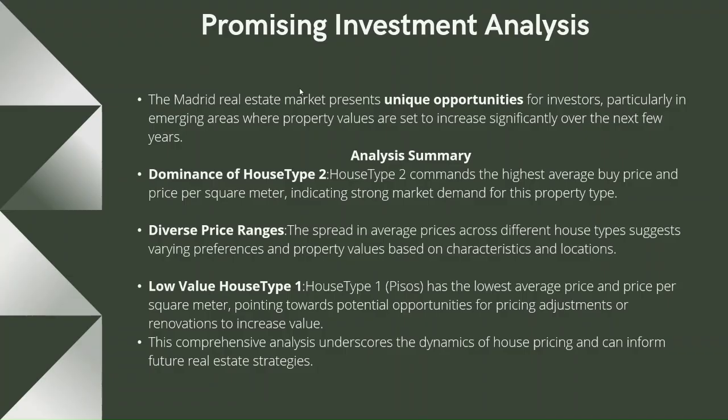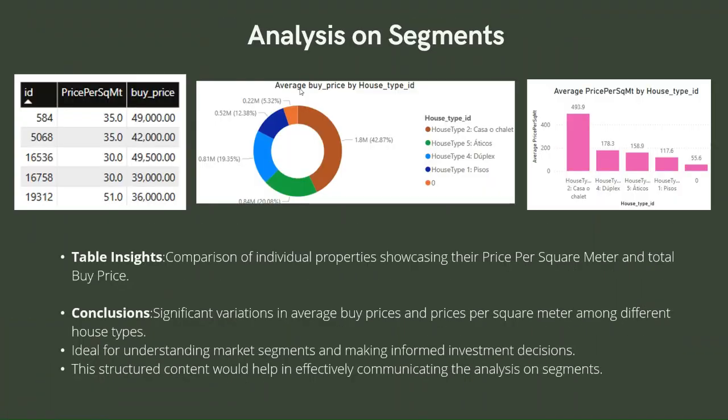Now, investment listing: the top 5 investment listings are identified based on square meter built and the advantage of low interest rates only. Now, if I check the analysis on segments, I have mentioned three visualizations here. There is one table with price per square meter and buy price, average buy price by house type ID, and average price per square meter by house type ID as well. This is the average buy price and average price per square meter. Firstly, I'll go through the key findings and analysis on this.